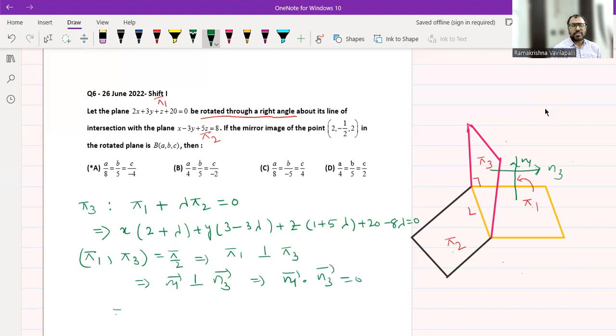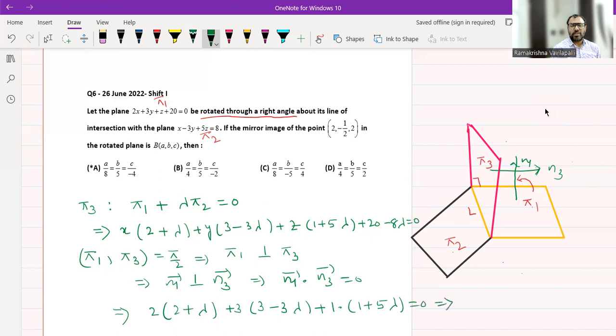Now it becomes very simple: plane 3 is perpendicular to plane 1. So the product of DRs of normals of pi 1 and pi 3 is 0. So this is pi 1: 2 into 2 plus lambda, plus 3 into 3 minus 3 lambda, plus 1 into 1 plus 5 lambda equal to 0.